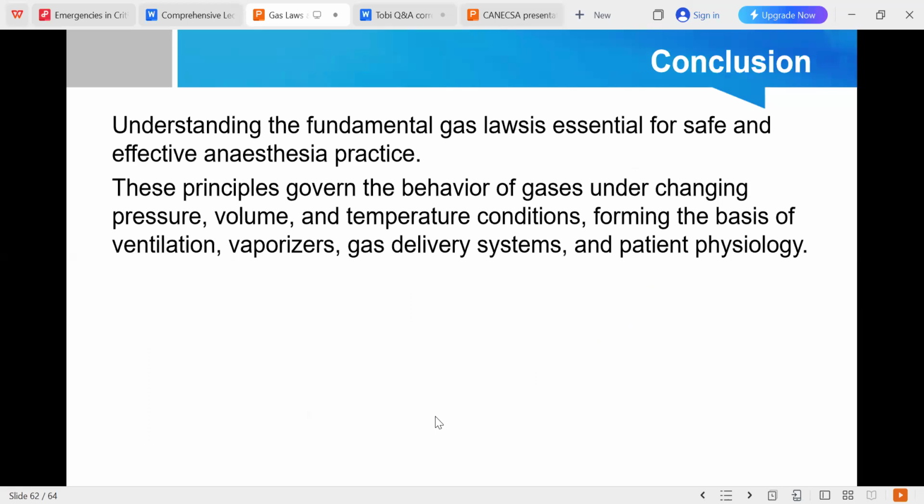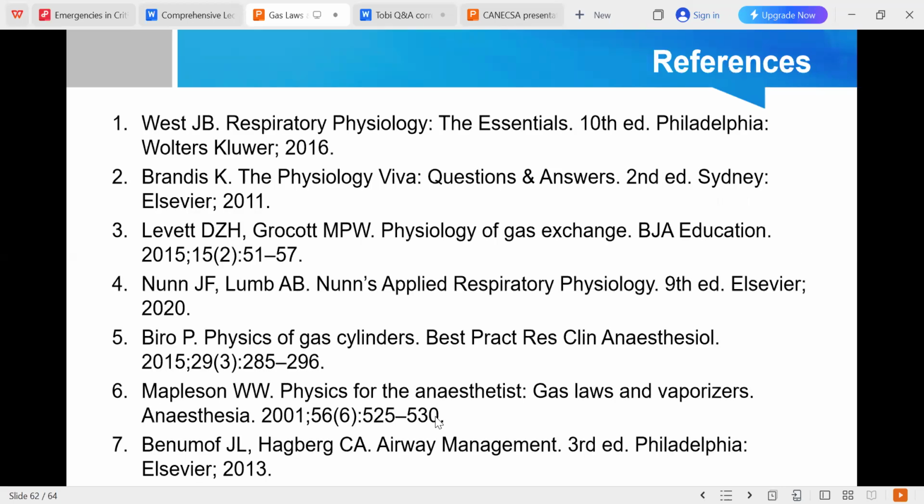In conclusion, understanding the fundamental gas laws is essential for safe and effective anesthesia practice. These principles govern the behavior of gases under changing pressure, volume, and temperature conditions, forming the basis of ventilation, vaporizers, gas delivery systems, and patient physiology. These are some of the references.